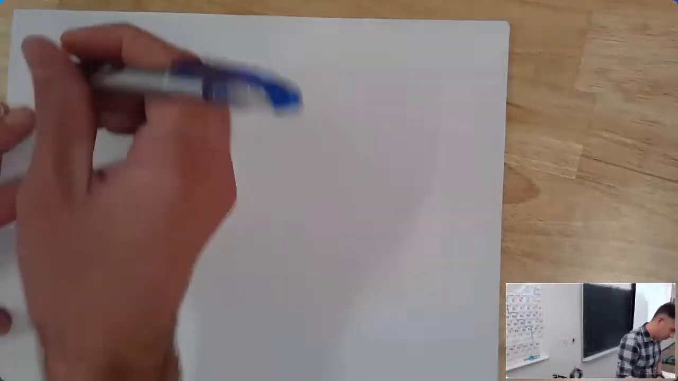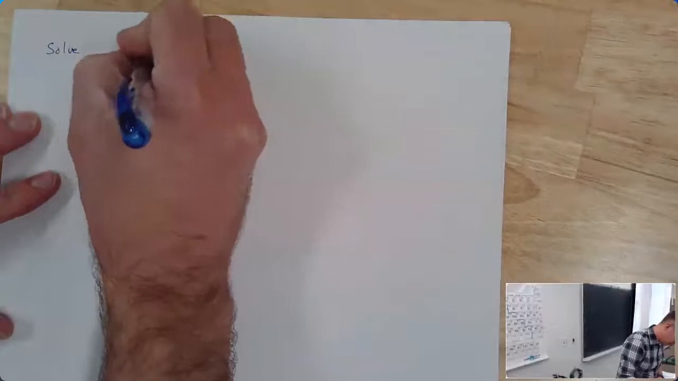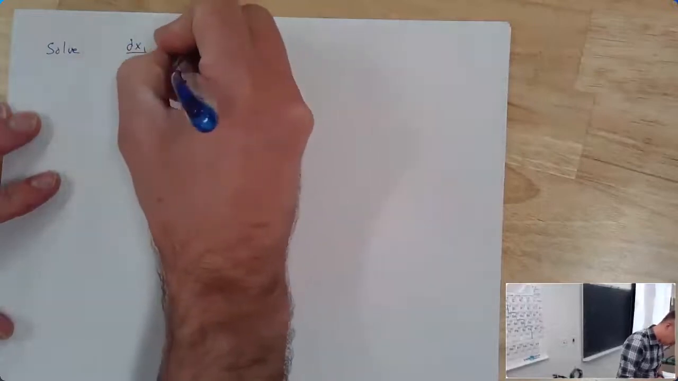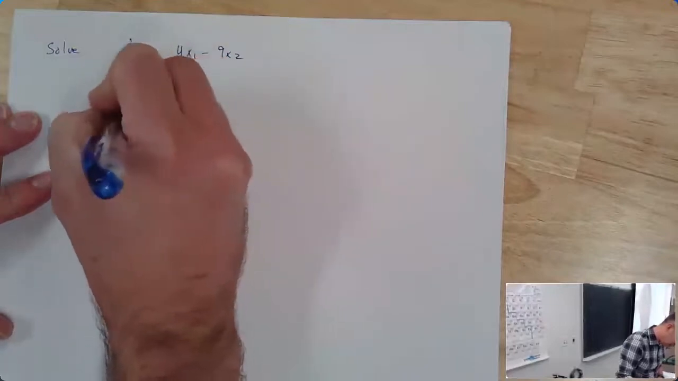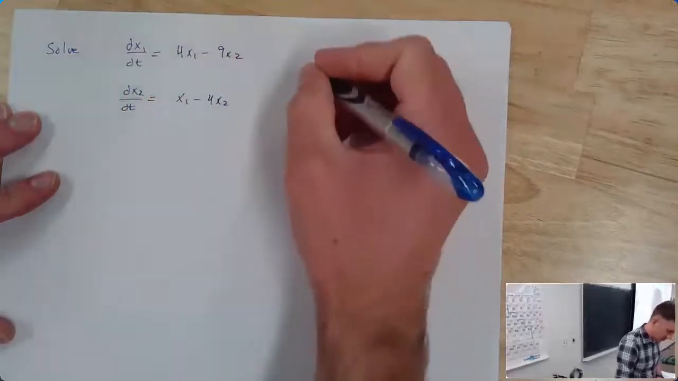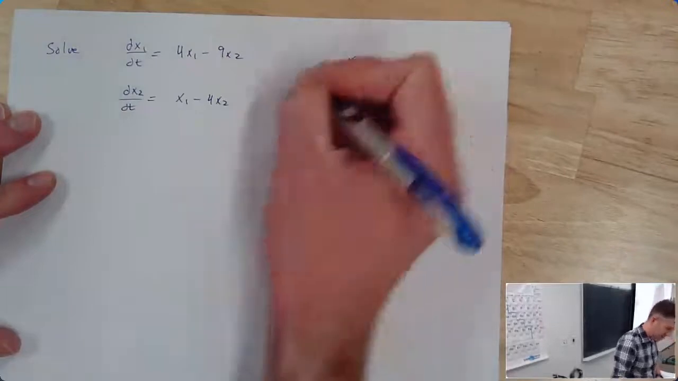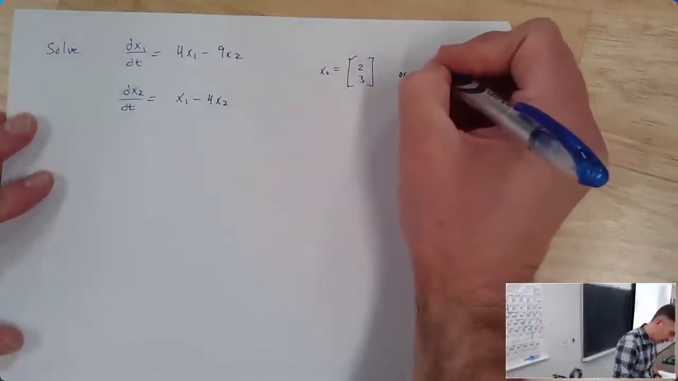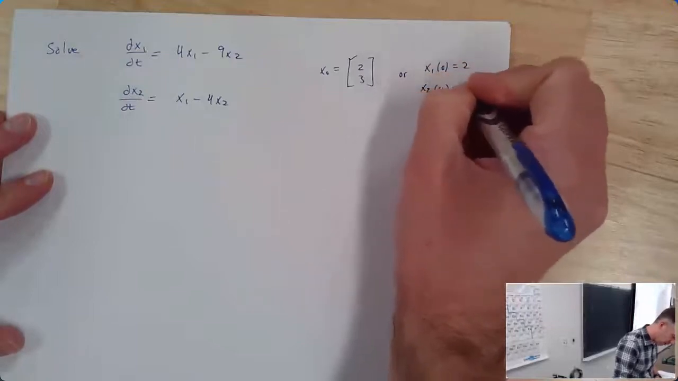Let's say we want to solve the following system of differential equations. We want to solve dx1/dt equal to 4x1 minus 9x2 and dx2/dt equal to x1 minus 4x2 with the initial condition of (2, 3). You can write this like this, or you could say x1 of 0 is equal to 2, x2 of 0 is equal to 3.